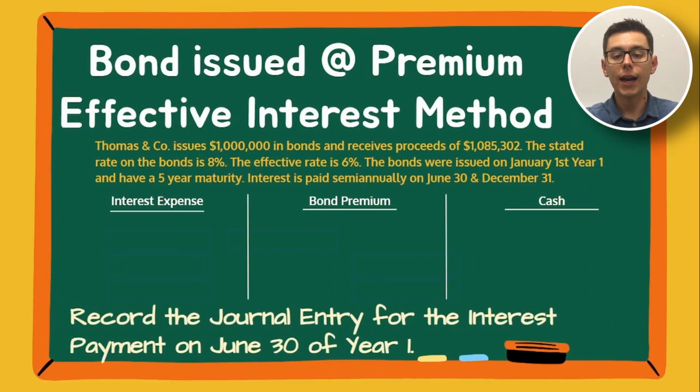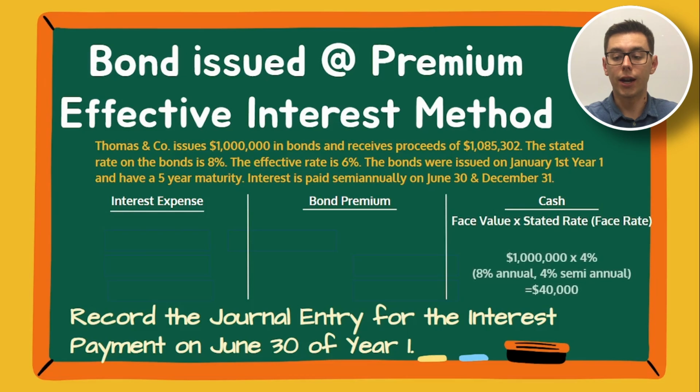If we start with cash, this is actually going to be calculated the same way, right? The bondholder is going to receive the same cash payment regardless of what method you're amortizing with. So this is going to be the face value times the stated rate, or the face rate. Again, this was $1 million times 4%. That's the stated rate of 8% divided by 2 for semi-annual payments. $1 million times 4% equals $40,000. And here's where things change.